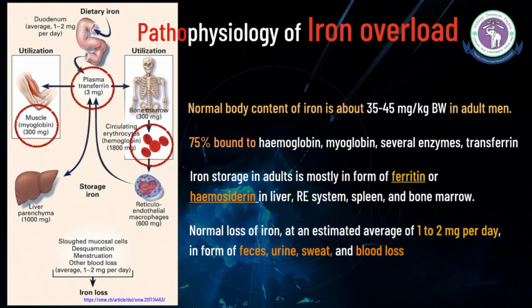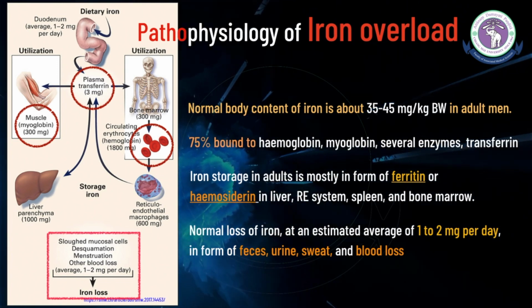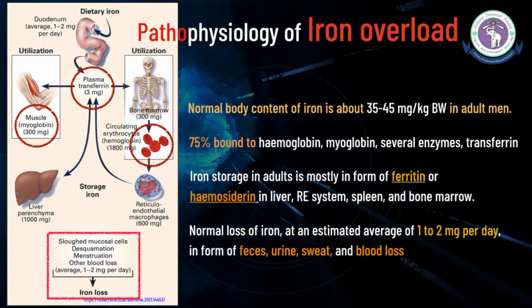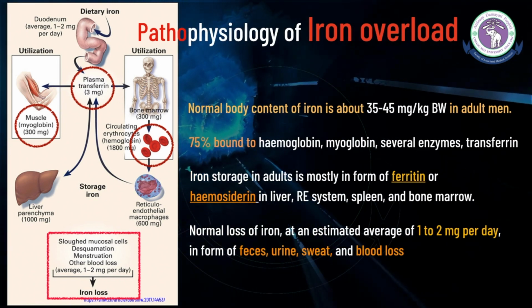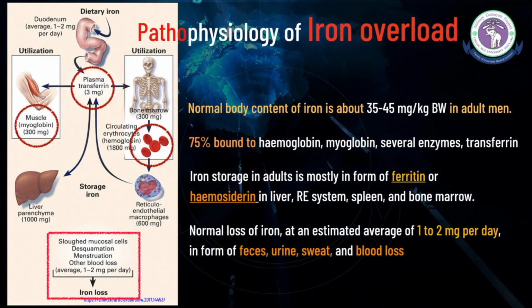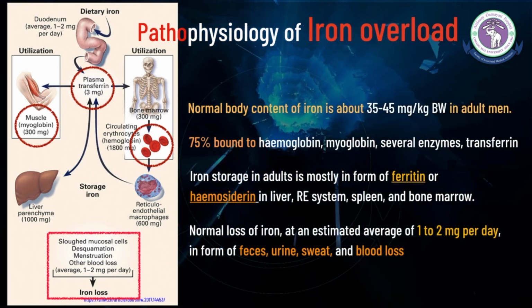The estimated average iron loss of 1 to 2 mg per day is in the form of urine, feces, sweat, and blood loss resulting from sloughed intestinal mucosal cells and bleeding, desquamation of skin, and menstruation in women.